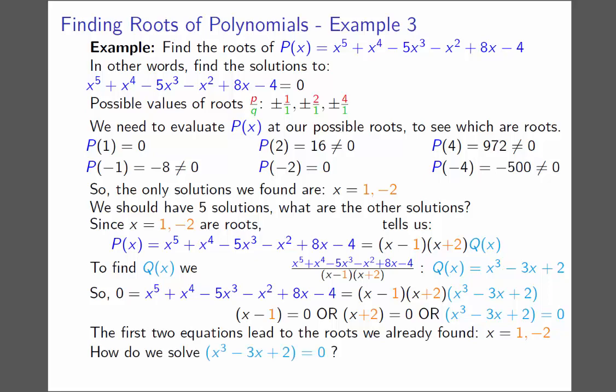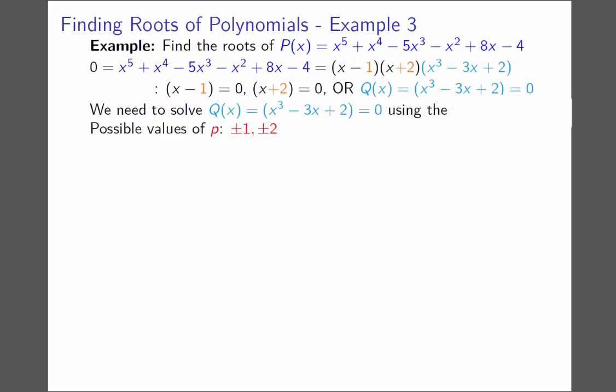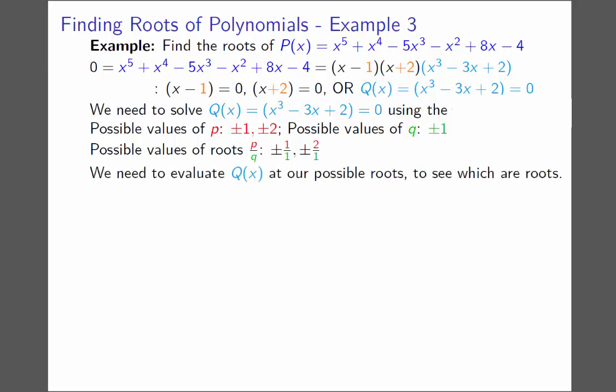So how do we solve x^3 - 3x + 2 equals 0? We do it the same way we've done our other equations. We use the rational root theorem. Now using the rational root theorem on q of x, we get that the possible p-values are plus or minus 1 or plus or minus 2, while the possible q-values are just plus or minus 1. So the possible roots p over q for our new polynomial are either plus or minus 1 or plus or minus 2. So we need to evaluate q of x at these possible roots to see which ones actually are roots.